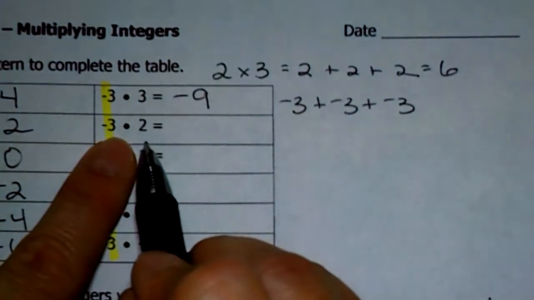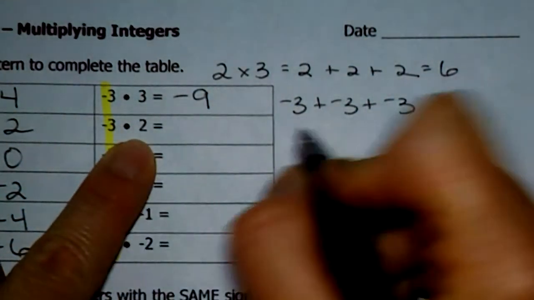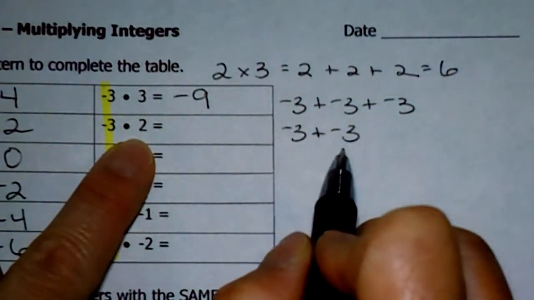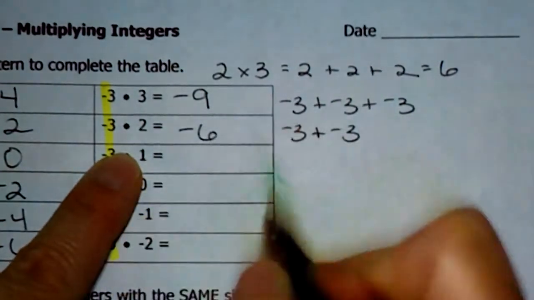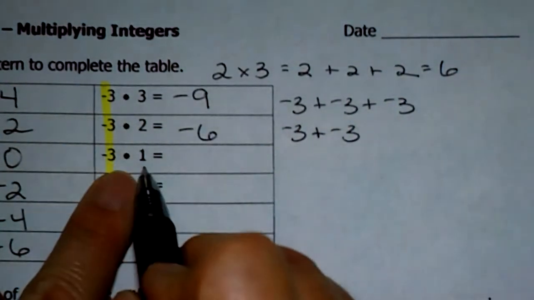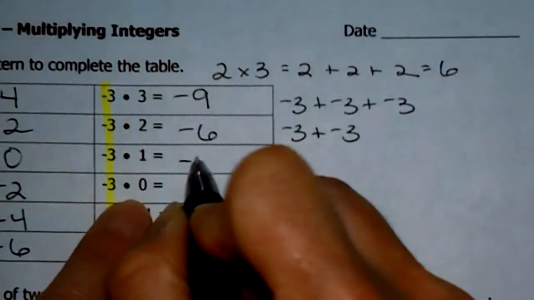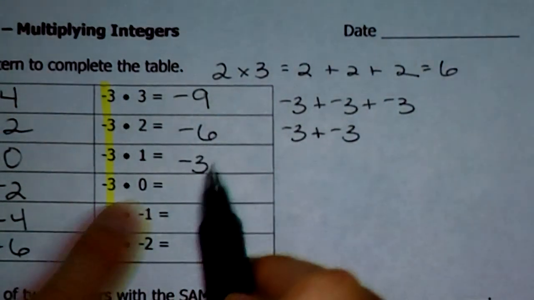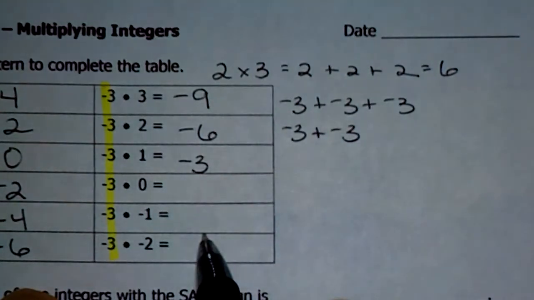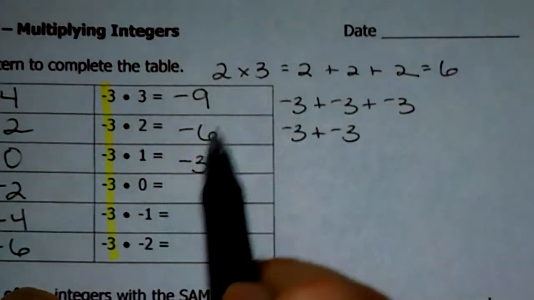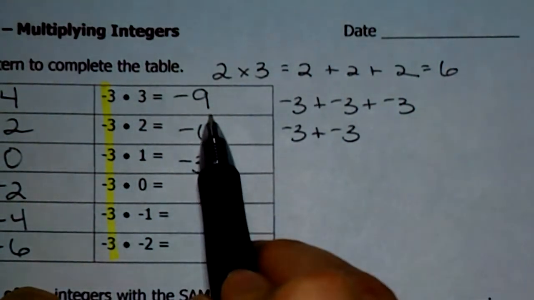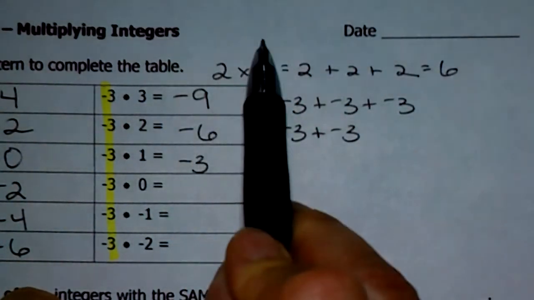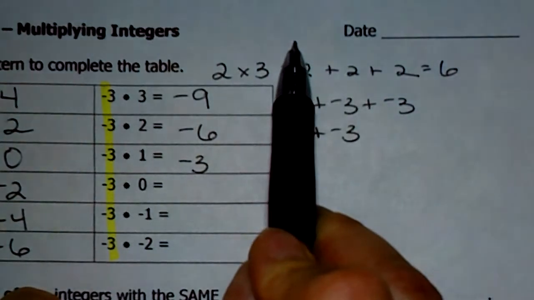Let's use that same strategy here. I have -3 times 2. That means I have -3 twice. A -3 plus a -3, -6. If you have -3 one time, you just have -3. Now, are you seeing what's happening here in the solution? And this one, you might think, oh, it's going down by 3. Actually, if you moved on a number line from -9 to -6, you'd be heading to the right 3. So you're actually increasing it by 3 every time.